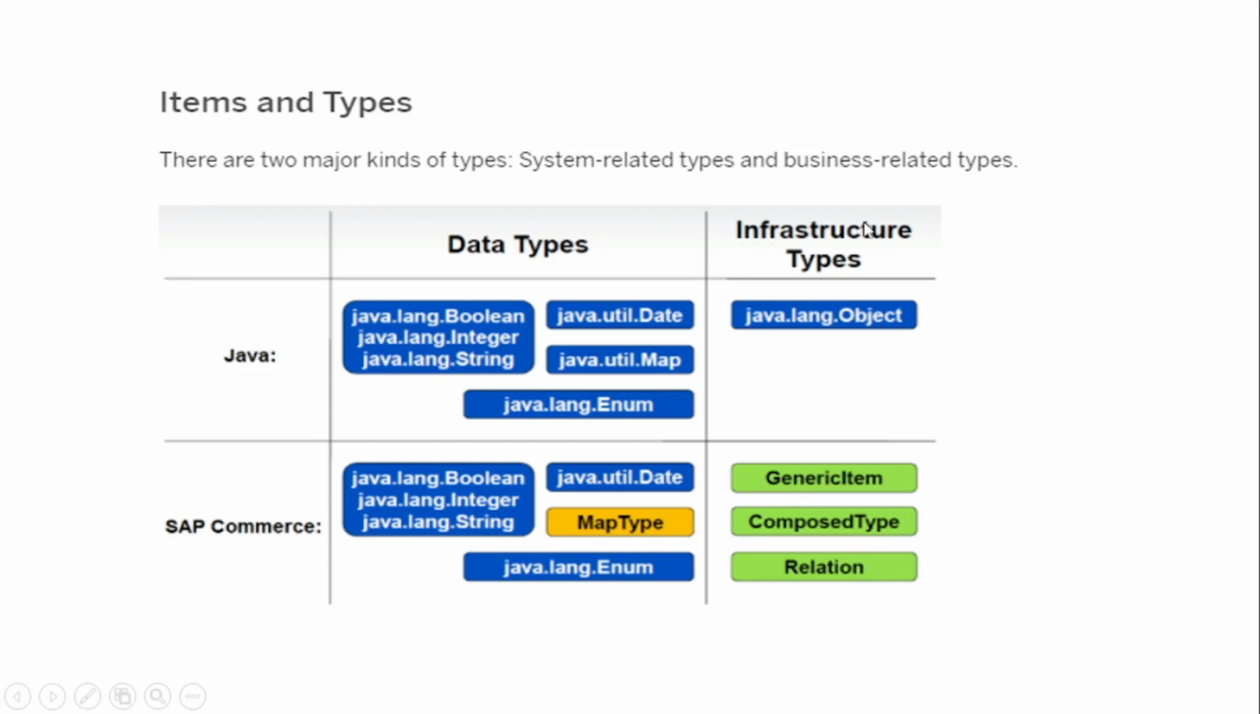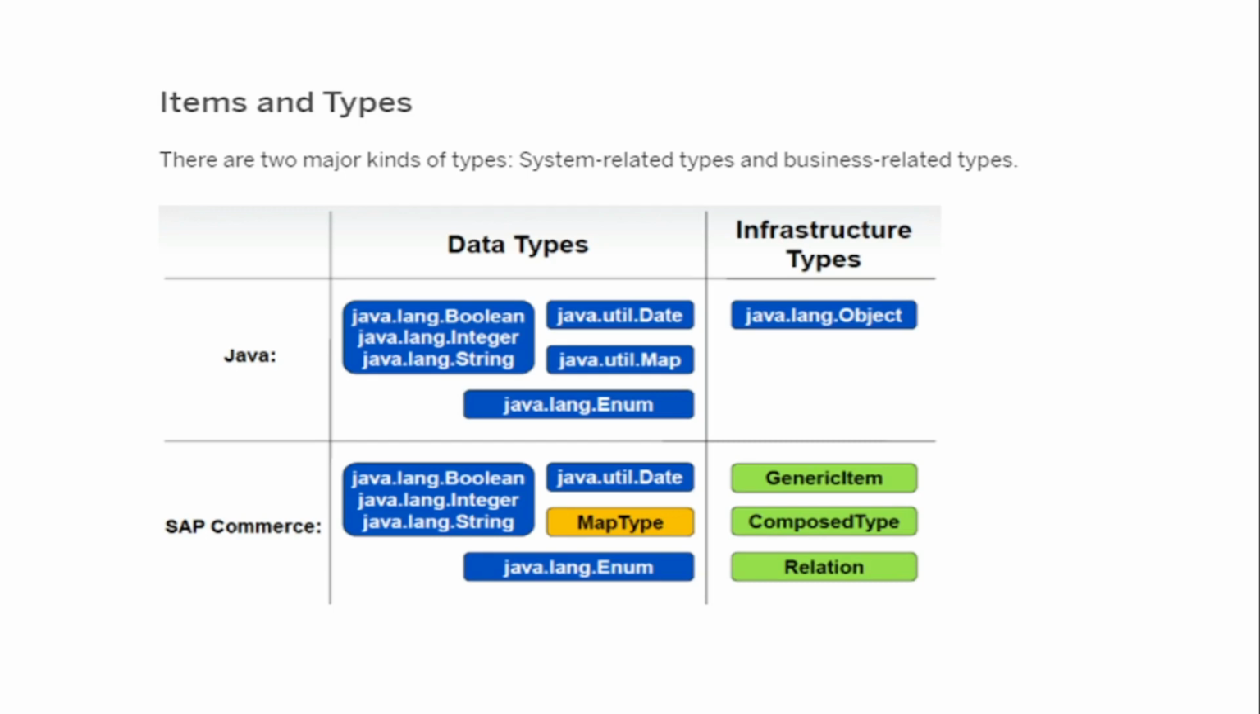And coming to the part of infrastructure types, like in Java we are using java.lang.Object, that is the super type of all objects and classes. Similarly, in Hybris we are using GenericItem. So GenericItem is a super type of all item types. And ComposedType is nothing but the type of item types in Hybris, which is predefined by Hybris, and we can use it when required.